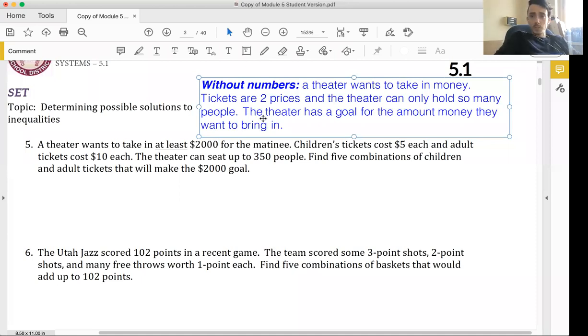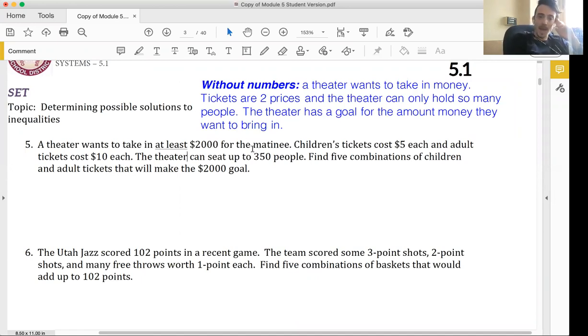I wrote out what this looks like without numbers, but I'll talk about the whole story. We have a theater that wants to take in at least $2,000 for the matinee. Children's tickets cost $5. I've already read through this once and talked about it without numbers. You can find that here. Children's tickets cost $5. Adult tickets cost $10. The theater can seat up to 350 people. We want combinations of children and adult tickets that will make the $2,000 goal.